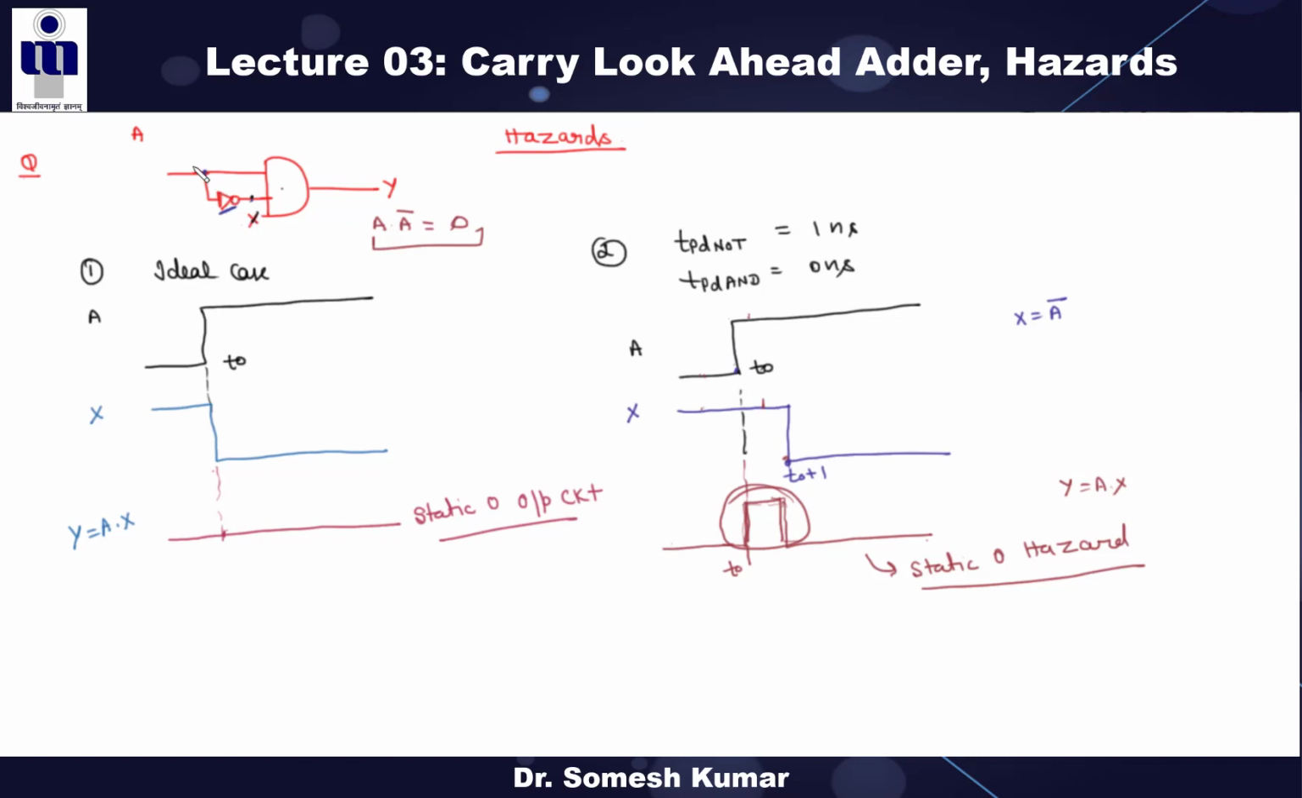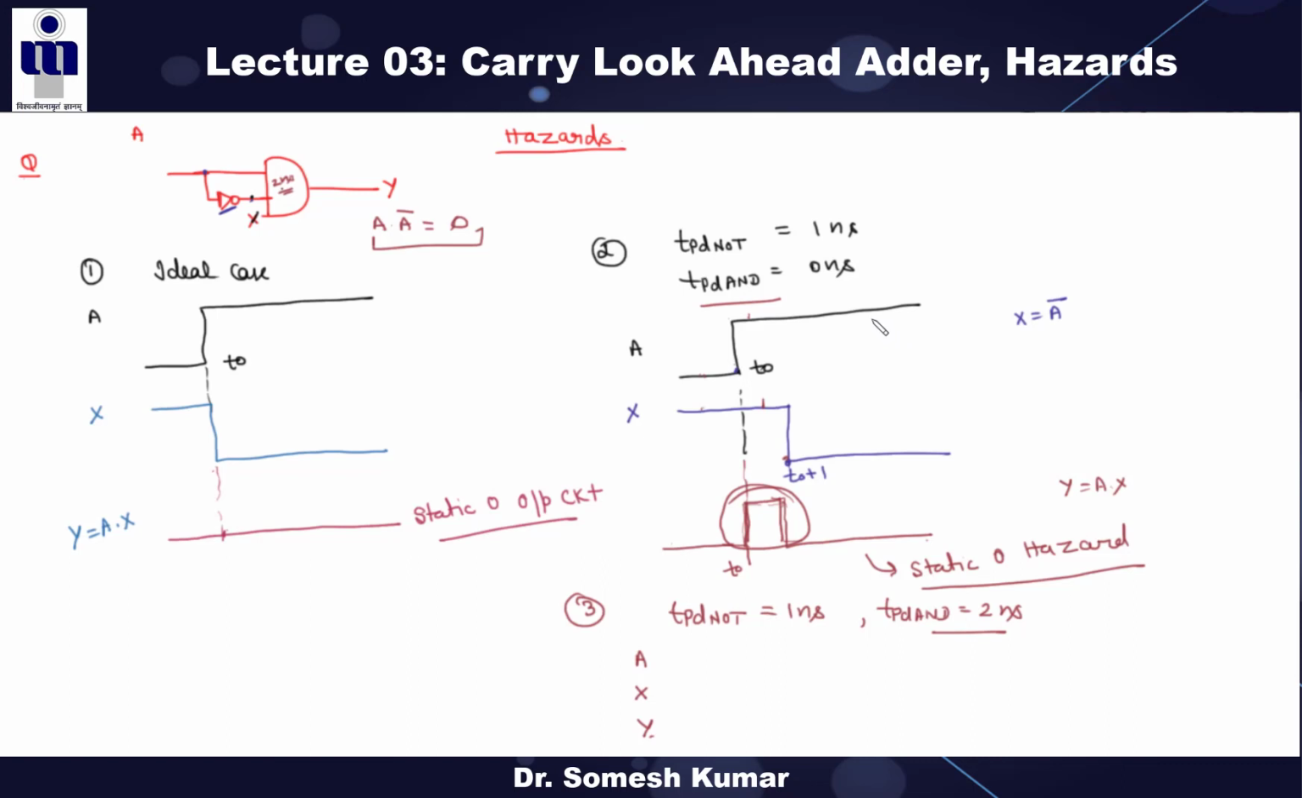Here the thing is the third case, I am not explaining it here. If the TPD of NOT is 1 nanosecond and the TPD of AND is 2 nanosecond, then you have to draw the output waveforms for A, X and Y. In the second case the AND delay of zero was given, but now the AND gate has a 2 nanosecond delay. Then what is the output? Similarly, you will get the static zero hazard, but the level will be shifted in that case.